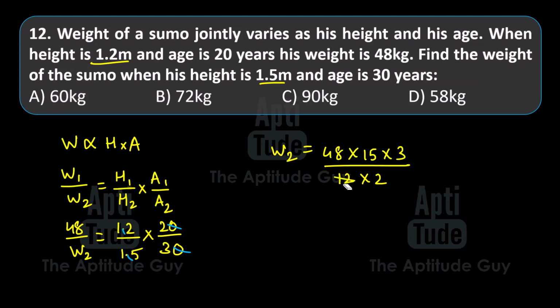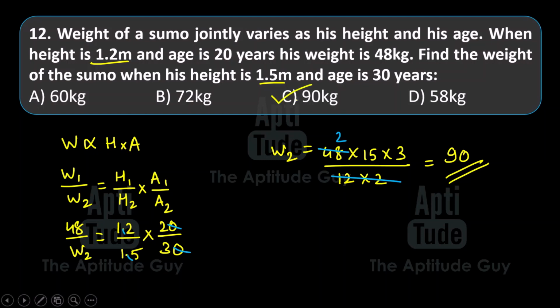So 12 into 2 is 24. Let's cancel them out. 24 2s are 48. That's it. Now 2 into 15 is 30. 30 into 3 we have 90. The answer is option C.